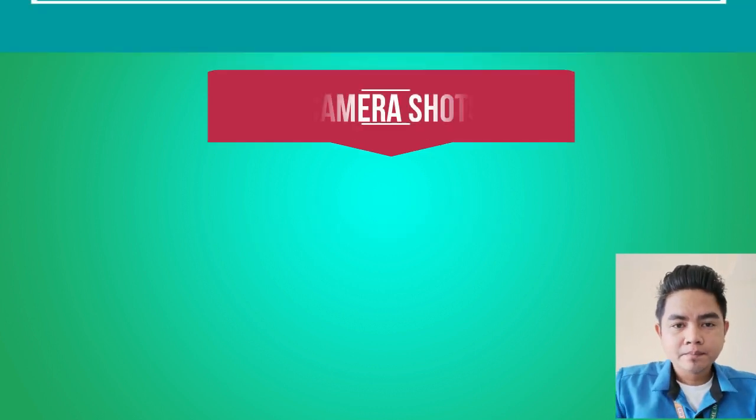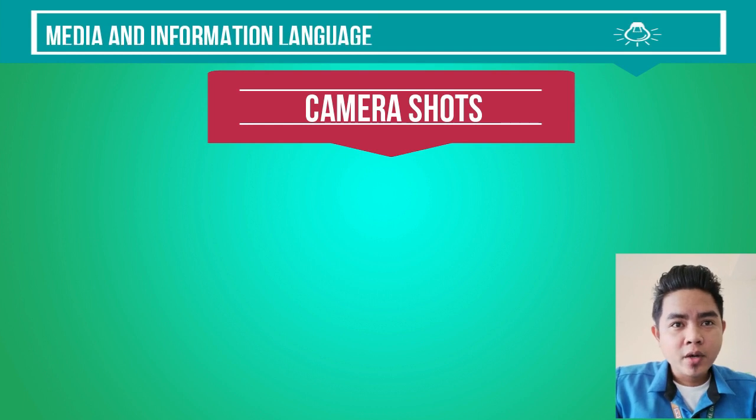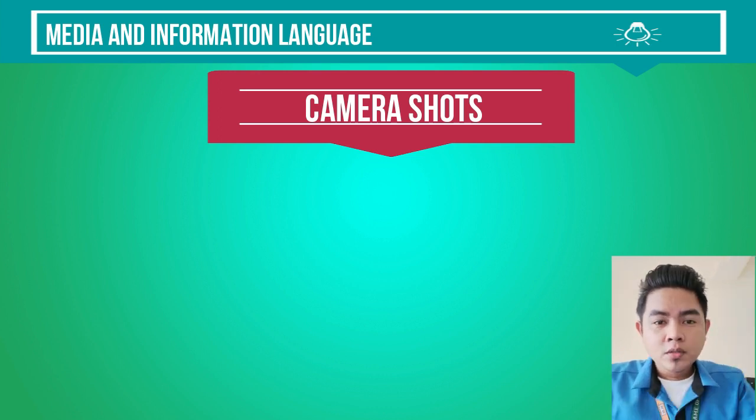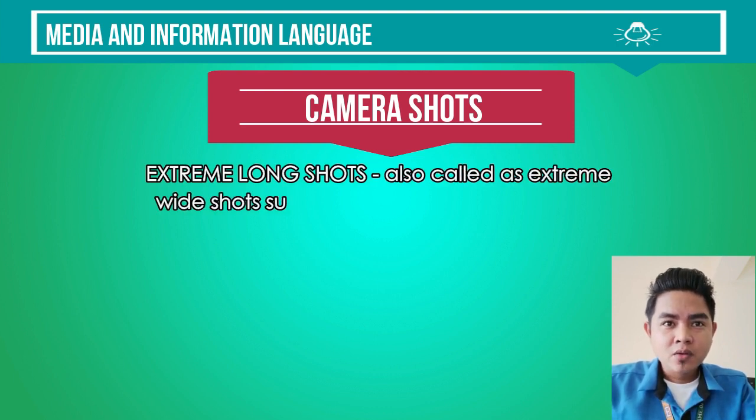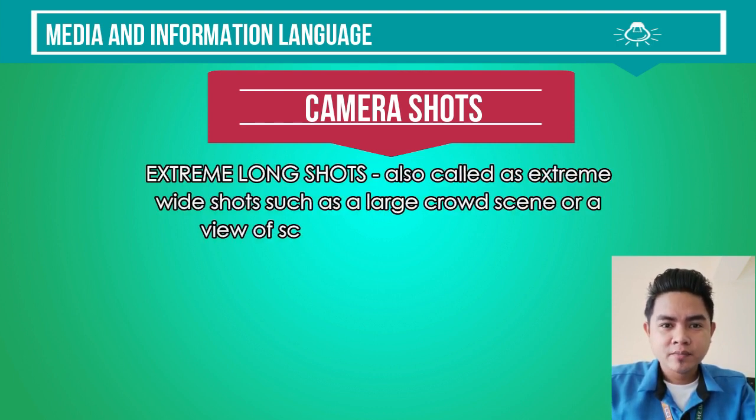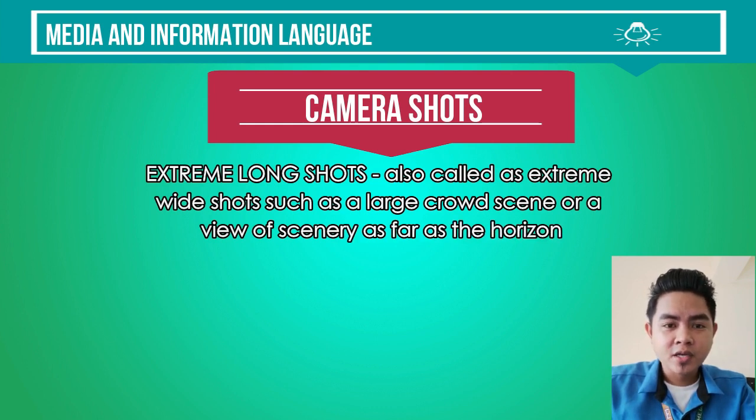juxtaposition. Okay, so now we are going to discuss the camera shots. We have different types of camera shots or camera techniques. Photographers and videographers are already using these camera shots or techniques. Camera shots belong to the technical codes. First, we have the extreme long shot, also called extreme wide shot, such as a large crowd scene or a view of scenery as far as the horizon.